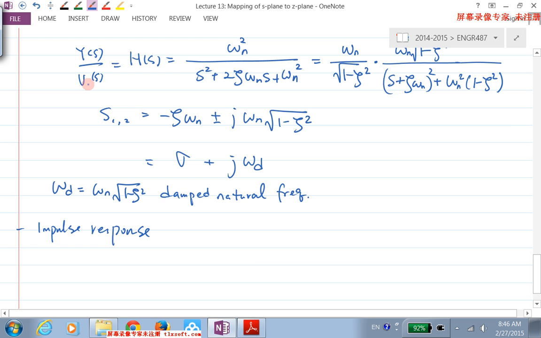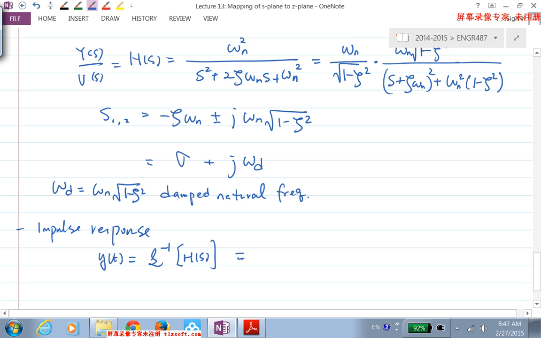So impulse response is when your input is the impulse. The impulse response is basically what will be the output when the input is the impulse. So what we're going to see is your output y of t is just the inverse Laplace of h of s, the impulse response.